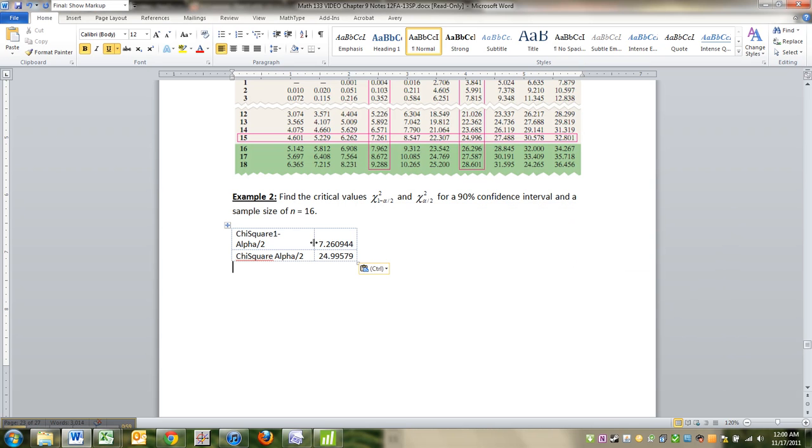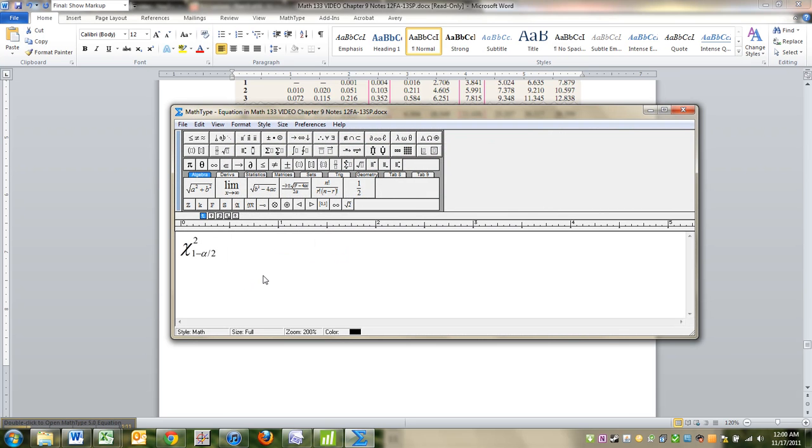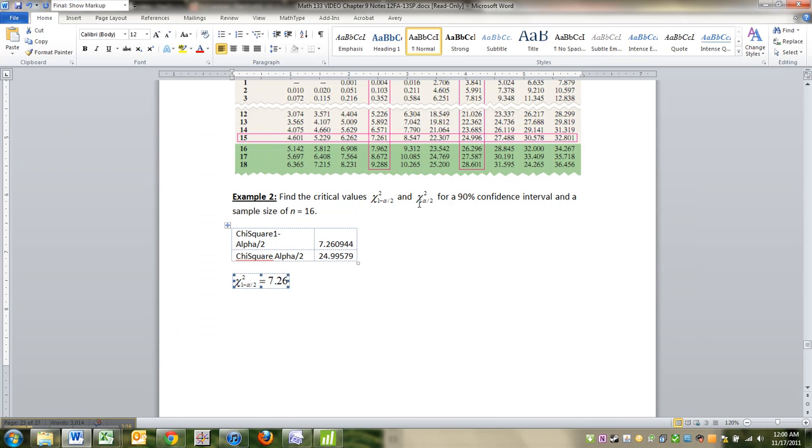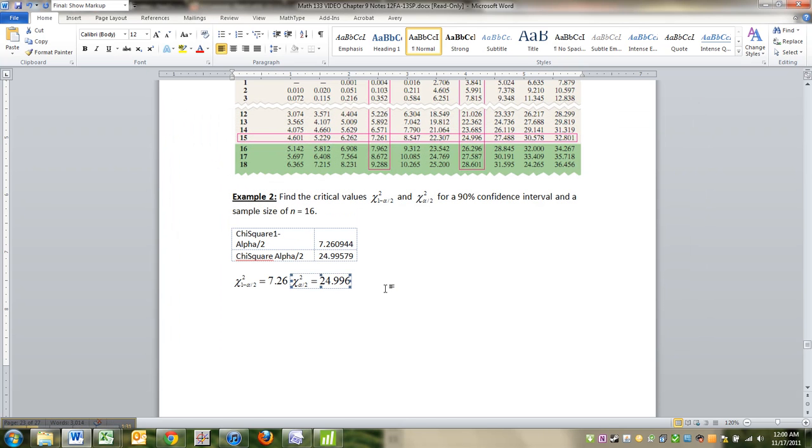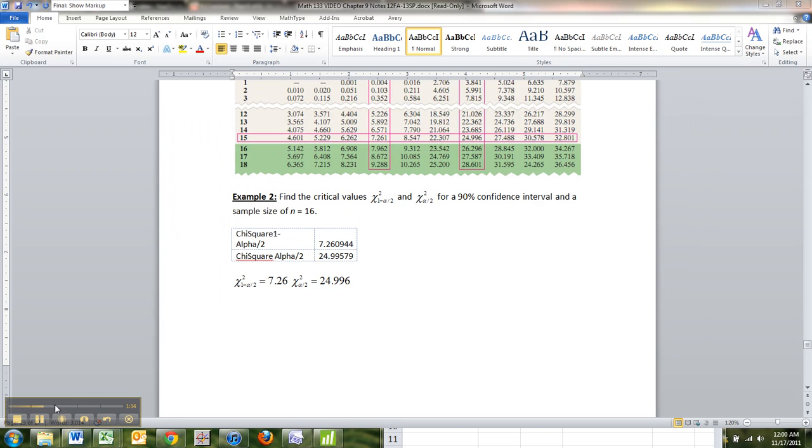Okay. Technically, this one is the 1 minus alpha over 2. Let me just put that in there. Is equal to the 7.26. And then chi alpha over 2 is equal to 24.99, 996, I think it was. Okay? So those two values are your critical values.